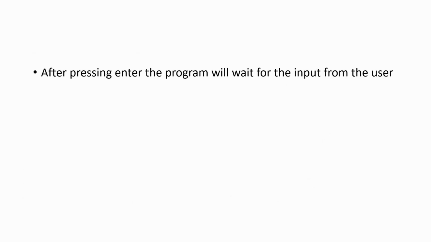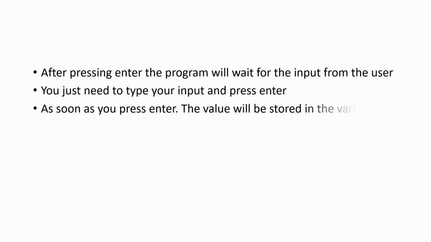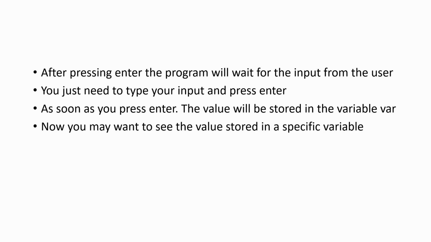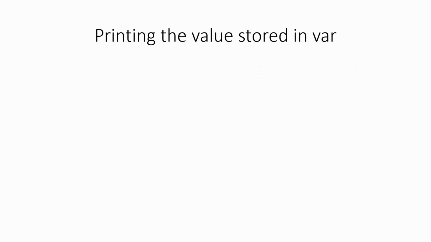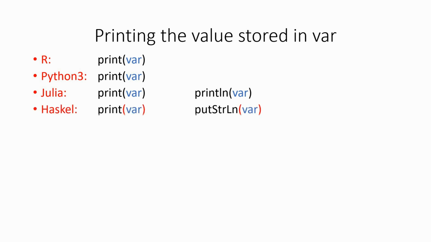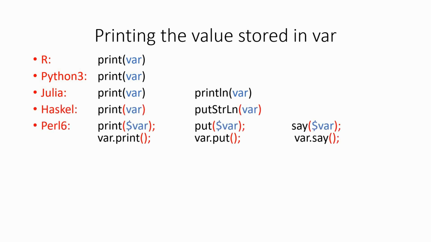After pressing enter, the program will wait for the input from the user. You just need to type your input and press enter. As soon as you press enter, the value will be stored in the variable var. Now you may want to see the value stored in a specific variable. For this, you will use the print command or echo in case of Unix shell. So for printing the value stored in the variable, you just use print var.